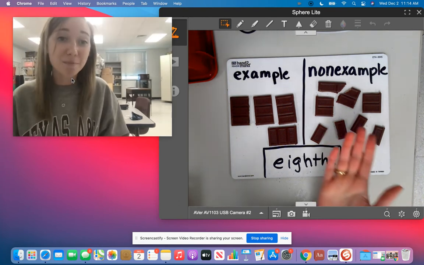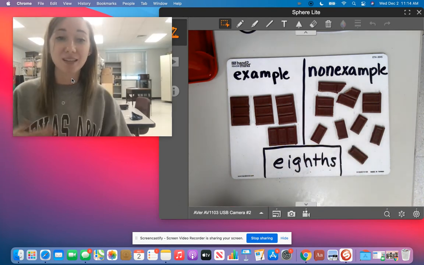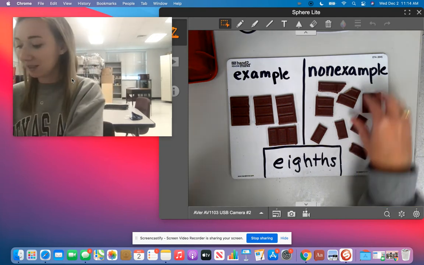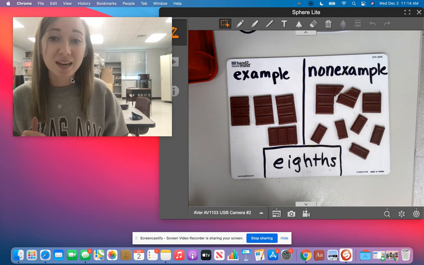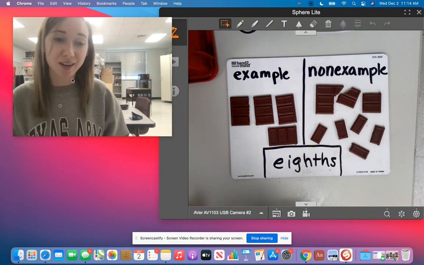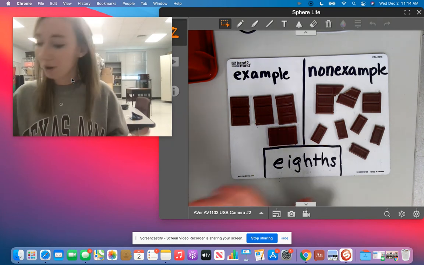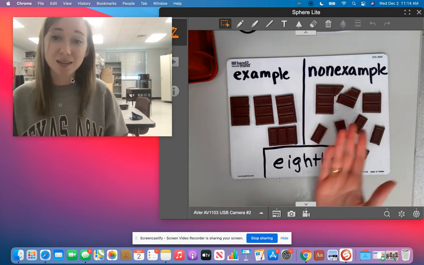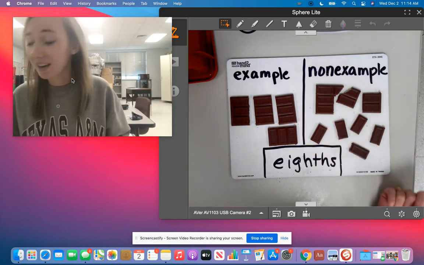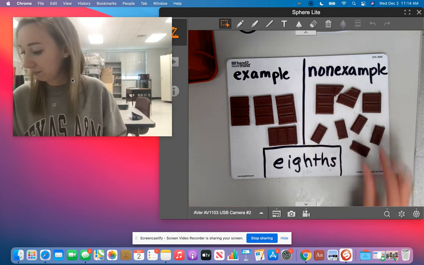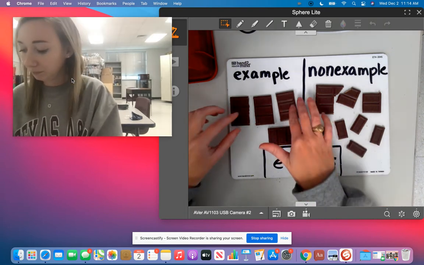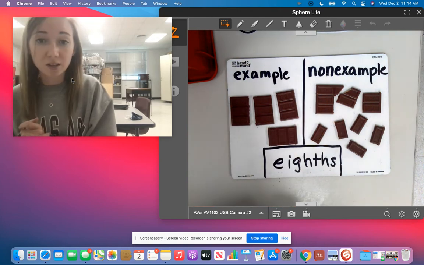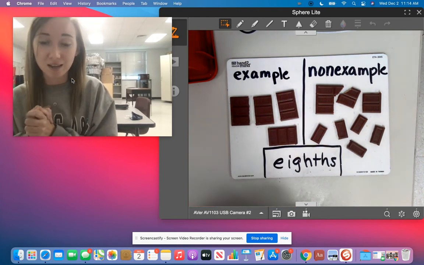Well, that's 9 parts, so it's definitely not an example of eighths. And even if there were only 8 pieces, if this was still 1 piece, would that be an example or non-example of eighths? That would also be a non-example because these pieces are not equal, right? So this is going to have a big snack maybe because these do look pretty tasty. All right, so now over here, let's turn this into an example of eighths.